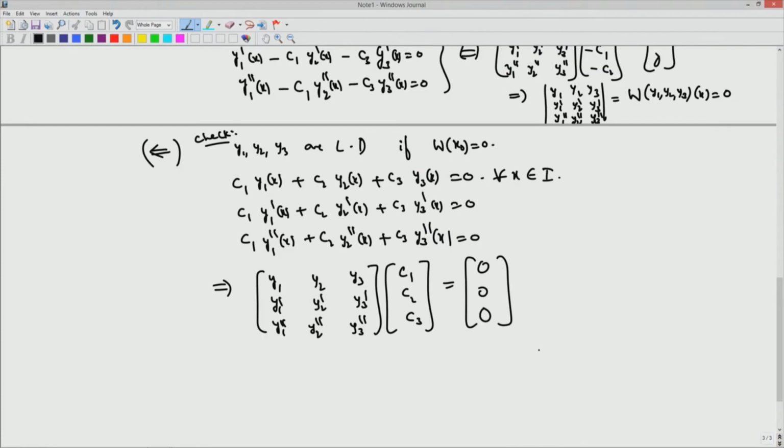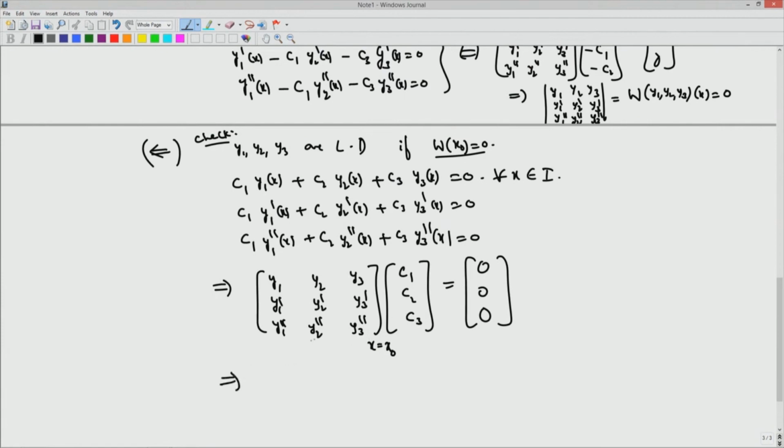Okay, so the same constants. If this is true for every x for some c1, c2, c3, it is also true for an individual x naught for which this Wronskian is 0. So you make this matrix at x equal to x naught: y1 at x naught, y2 at x naught, y3 at x naught, y1 dash, and all the derivatives are at x naught. You know that this determinant is 0.